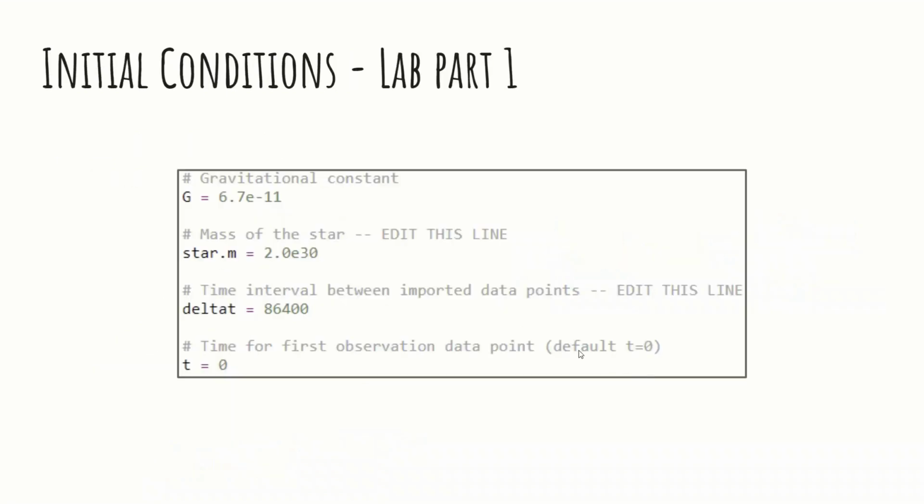So the initial conditions for part 1 of the lab include the gravitation constant G, where it's 6.7 times 10 to the negative 11th, the mass of the star, which is given, and the delta t, which is the time step. So 86,400 was chosen because it's the number of seconds in one day, and to make a complete orbit, we wanted 365 data points. Therefore, the clock should be advanced one day at a time to get the proper number of data points.